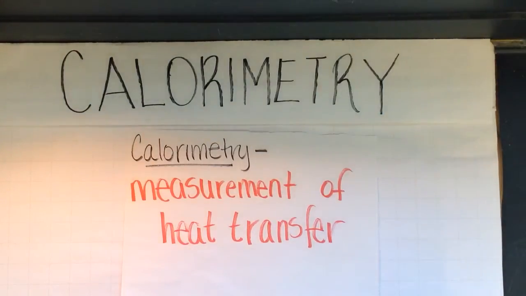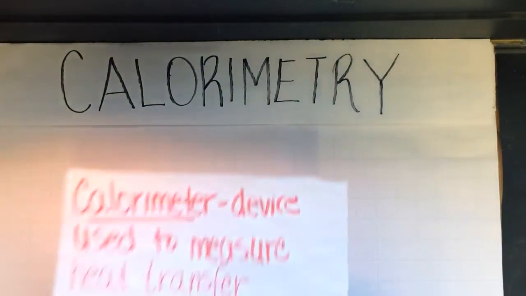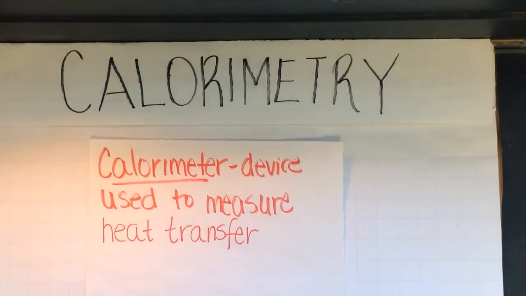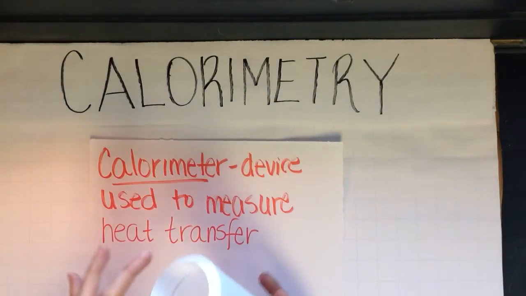There's many ways to measure heat transfer. One is using something called a calorimeter. A calorimeter is just a device used to measure heat transfer. And there's different types of calorimeters. The one we're going to be using, and that's very popular, is a styrofoam cup, seen here. We actually nestle two cups into each other.